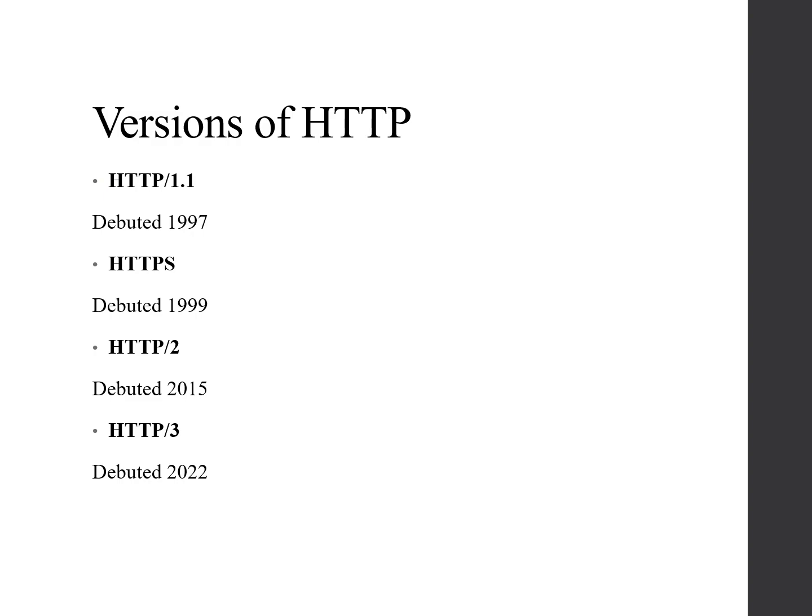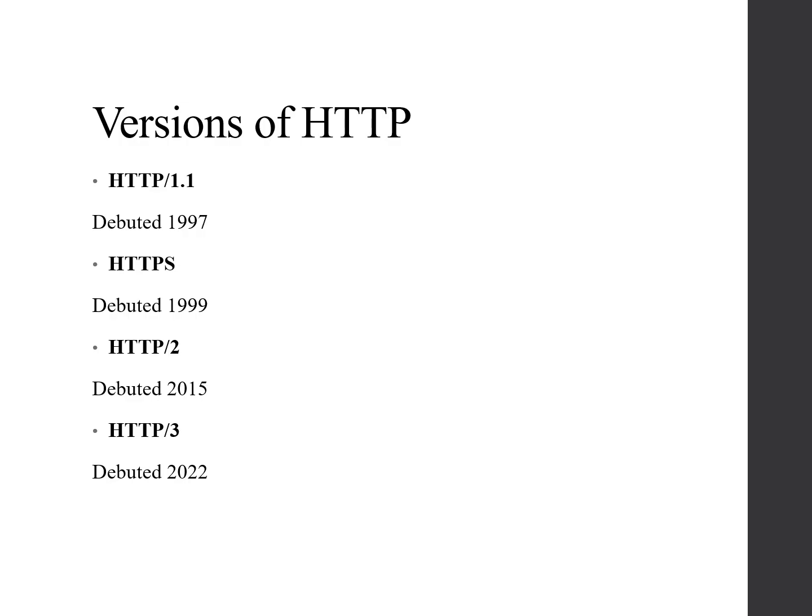Now, there are several different versions of HTTP, and you may have seen this before. The very first one is HTTP 1.1, and this debuted in 1997 and is the basis for what modern HTTP is based off of. Now, it wasn't very secure and had some problems we'll discuss on the next slide, but one of the major ones is it wasn't secure. Everything was sent in plain text.